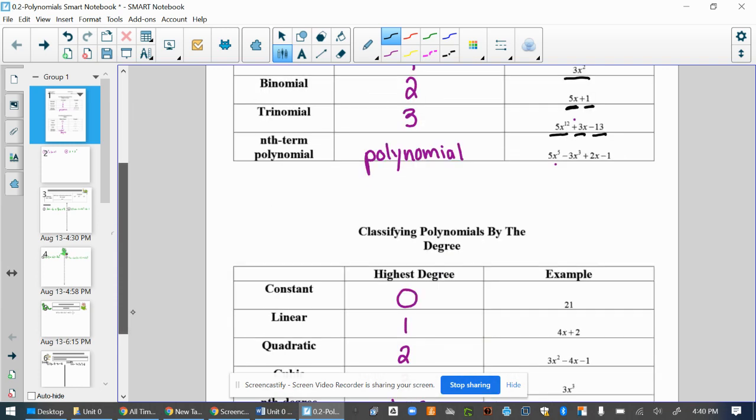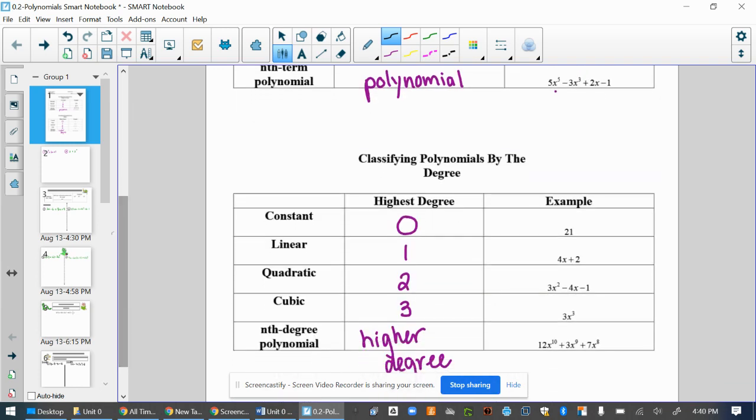So then if I were to classify this by the degree, I'm going to look for the highest one, the largest exponent. So if there isn't one and I just have a number, we call that a constant. The highest degree is 0. If I have the highest degree to be to the first power, that's linear, think line.